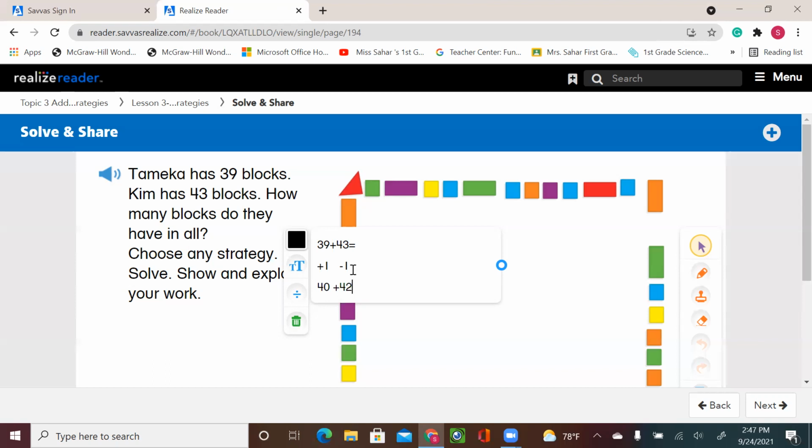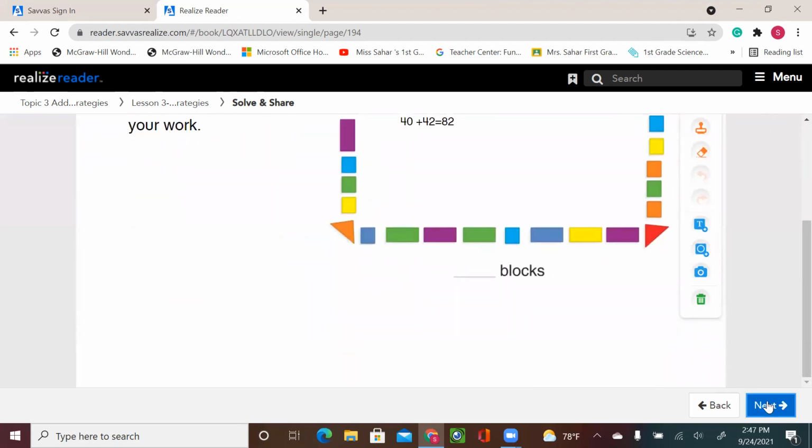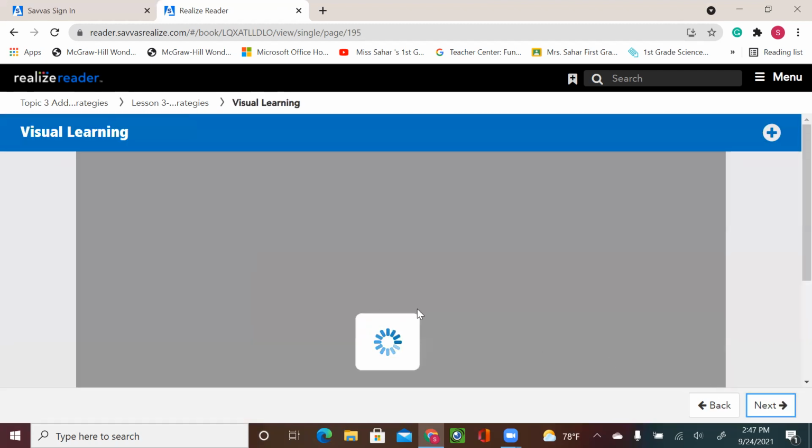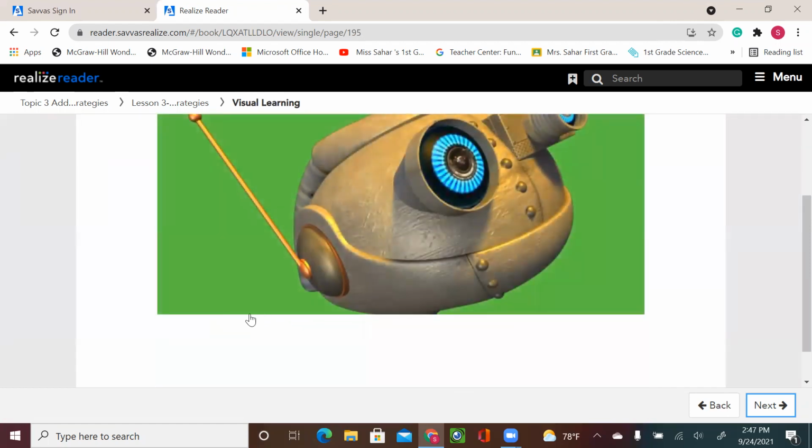I'm going to say equals. So now I can count that my tens are 40 and 40, that's 80. And for my ones, I have 2. I'm going to put the number 2. And that's one of the strategies I would like to use. Okay, let's go to our video.